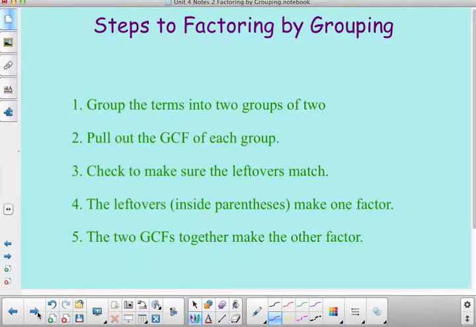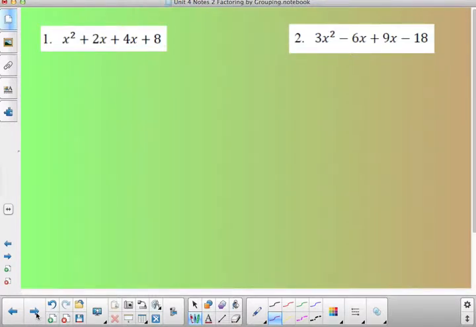So let's do a few examples, and remember you can pause the video if you need to take a minute to write all of the steps down. So next, let's take a look at number 1.